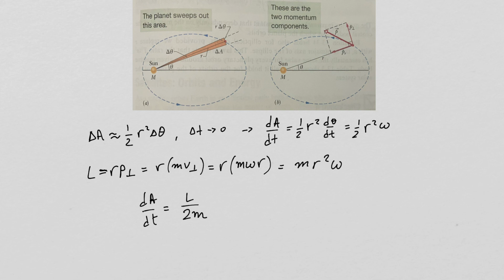So if dA/dt is constant, then it follows that L is conserved. Or in other words, L is constant as well.